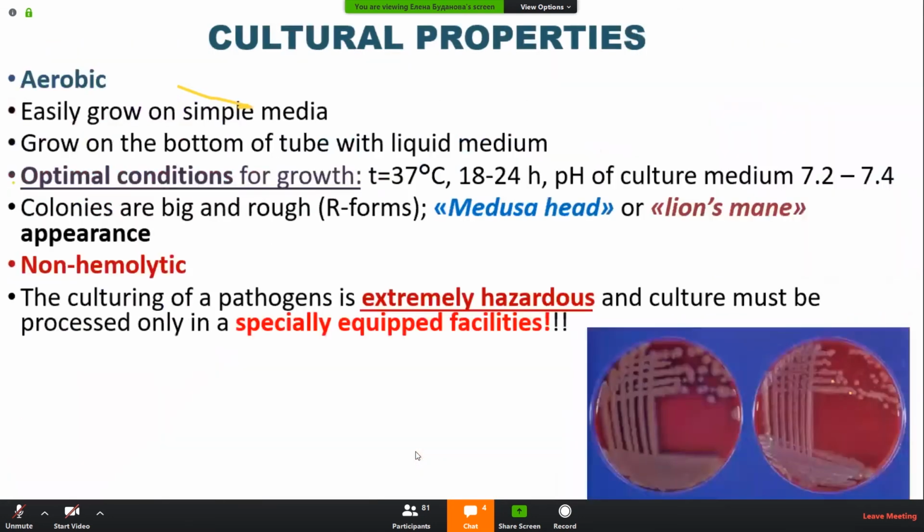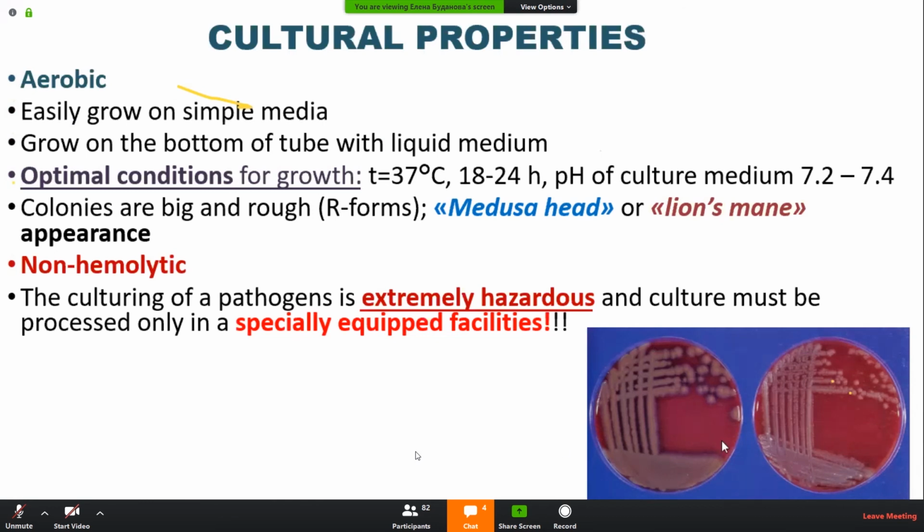They are aerobic, easily grow in a culture media. In a liquid medium, they grow on the bottom because they are too heavy, and they go down, forming sediment, leaving the supernatant fluid above transparent. While growing in the solid culture media, they form big colonies with regular edges, with a rough surface that resemble medusa head or lion mane.